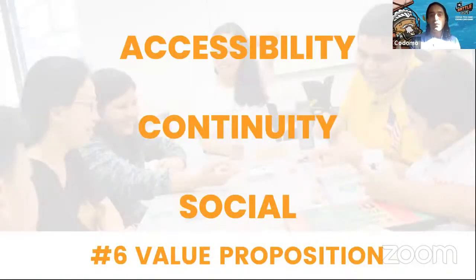So then once you're done with that, it's really about crafting the value proposition, right? The value proposition for us was accessibility, continuity, social. The way I recommend to do this is to find 3 keywords that broadly describe the 3 main values that you're trying to add to people's lives through your product. For us, it was accessibility, making computer science accessible; continuity, so that they can continue learning on their own; and making it social, right?